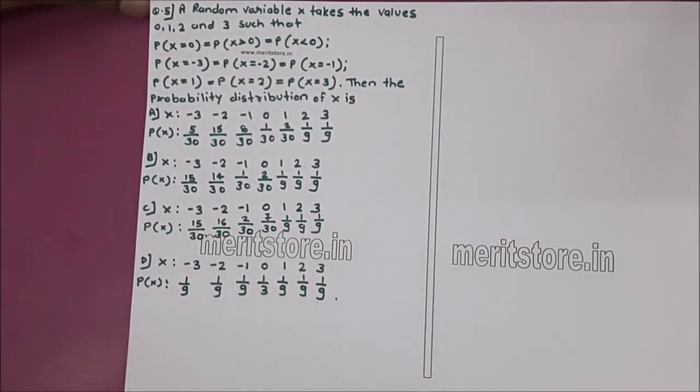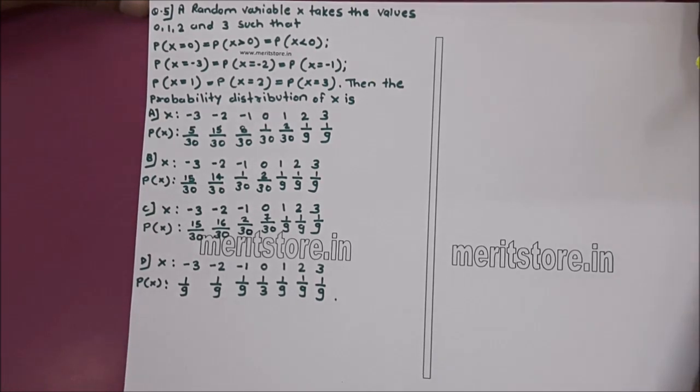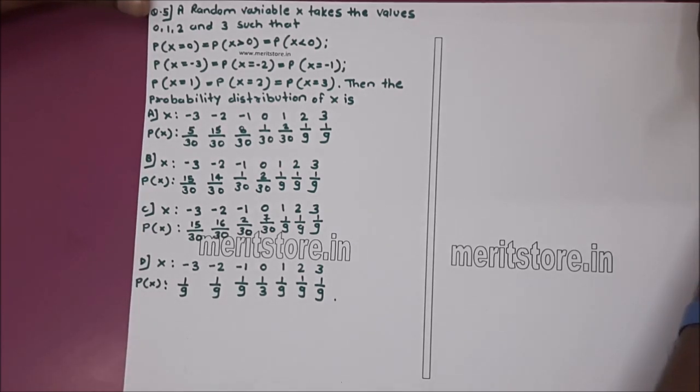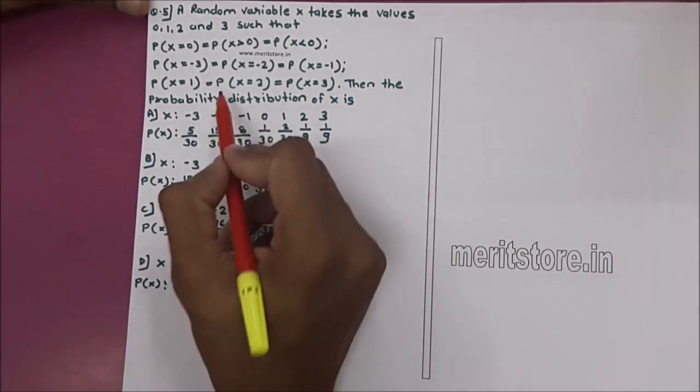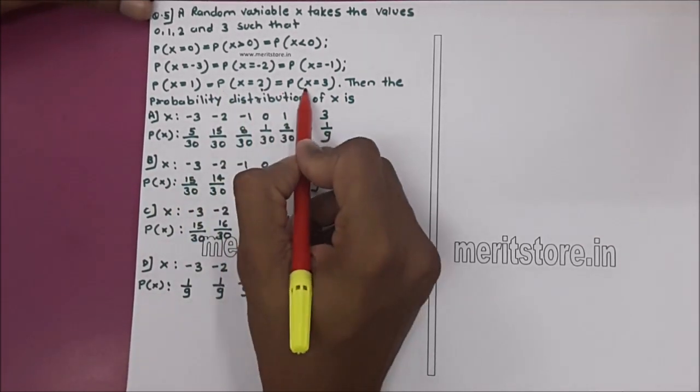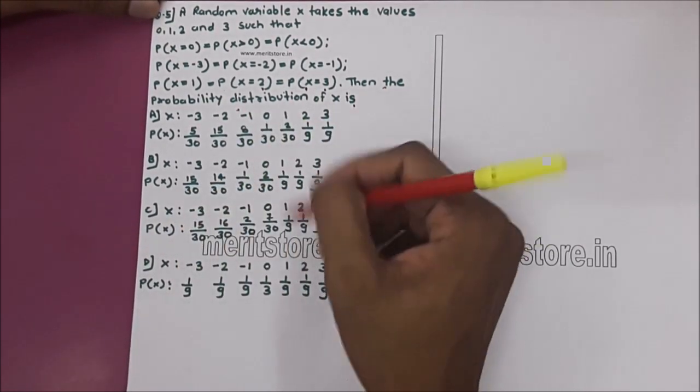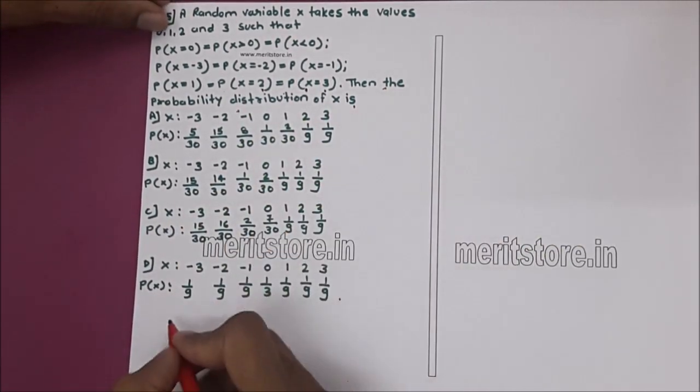Question 5. A random variable X takes the values 0, 1, 2 and 3 such that P(X = 0) = P(X > 0) = P(X < 0), P(X = -3) = P(X = -2) = P(X = -1), and P(X = 1) = P(X = 2) = P(X = 3). Then the probability distribution of X is, we have 4 options.